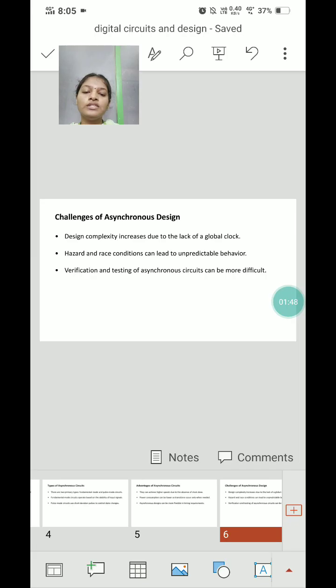Challenges of asynchronous design. Design complexity increases due to the lack of a global clock. Hazards and race conditions can lead to unpredictable behavior. Verification and testing of asynchronous circuits can be more difficult.